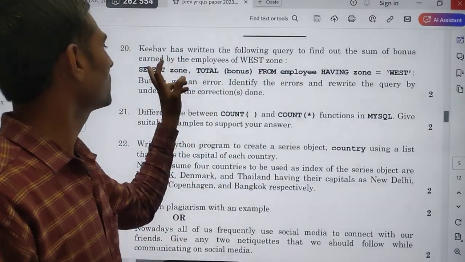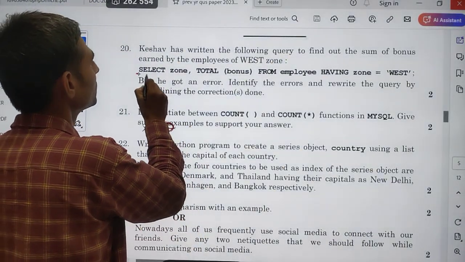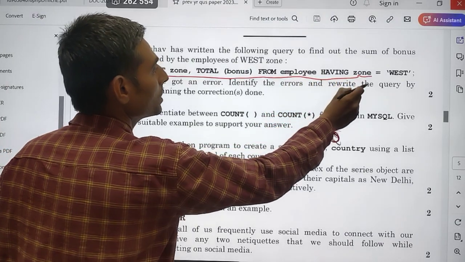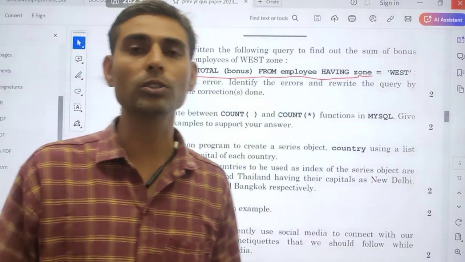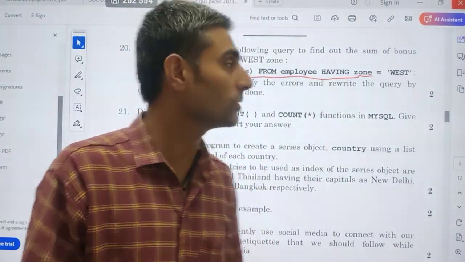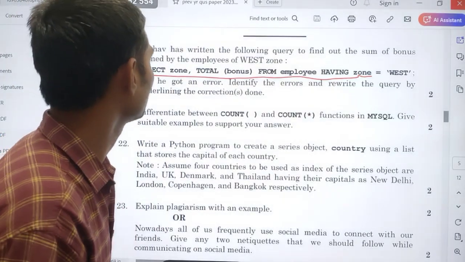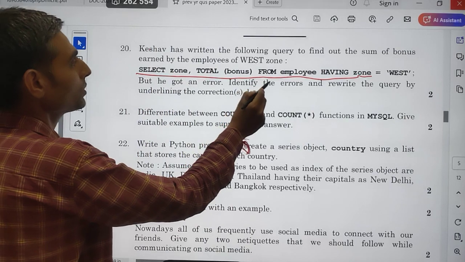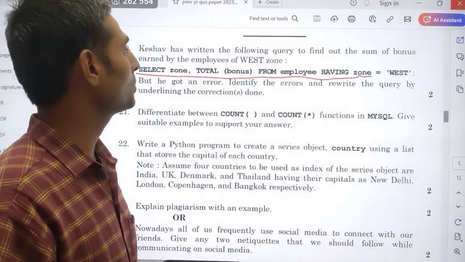So what is the basic mistake in this question? Select zone, total bonus from employee having zone. If we are using the having clause, we have to use the group by clause. The having clause is used with the group by clause. So we have to write it like this, using the group by clause.